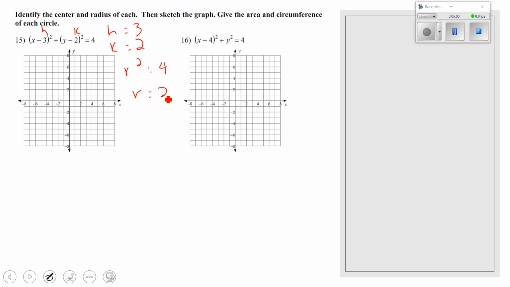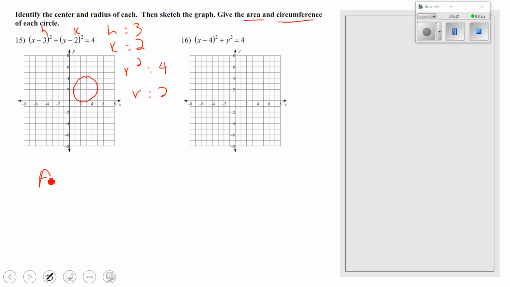So now I'm going to count 2 in any direction. I have here, here, here, and here, because I counted 2 right, 2 left, 2 down, 2 up. Connect them. It doesn't need to be beautiful. And there's your circle. And then it asks again for the area and circumference.